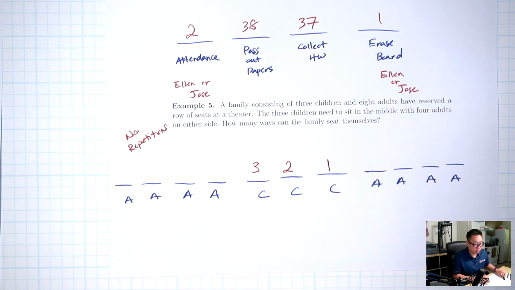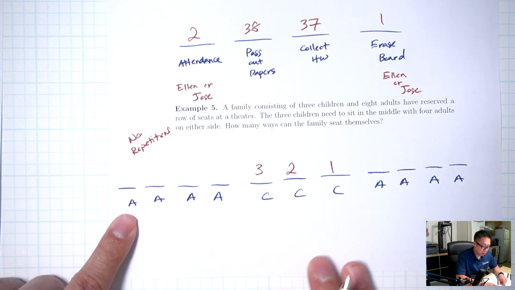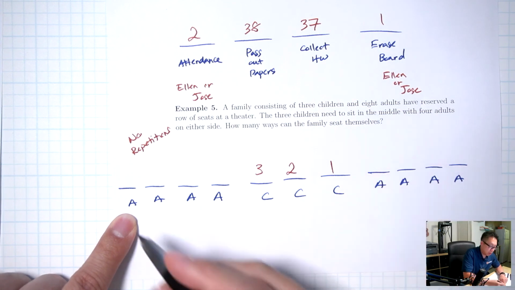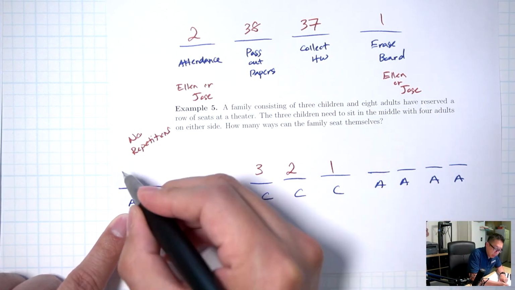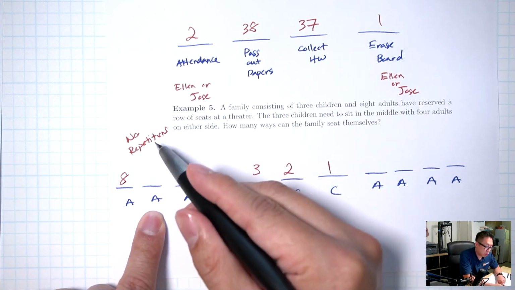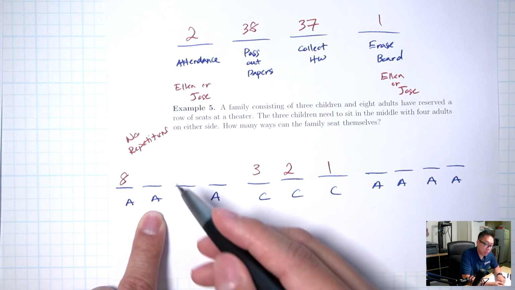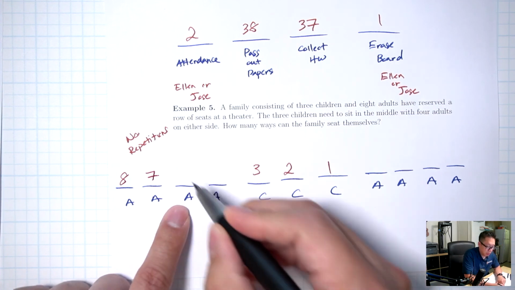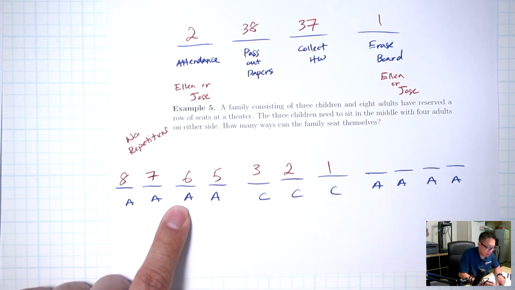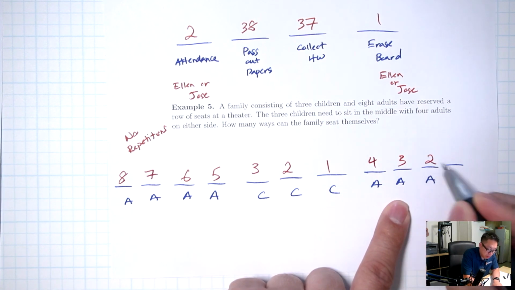Now let's go through and fill in the adults. The first adult, how many adults do I have total? I have 8, right? So the first adult, I should have the full 8. The next adult, because I'm not allowed repetitions, and I already chose 1 adult already, I should be down to 7 here. And then down to 6, down to 5, down to 4, down to 3, down to 2, and then down to 1.